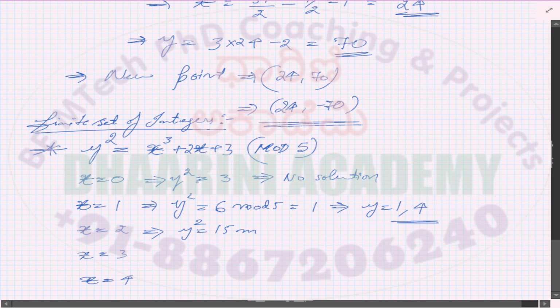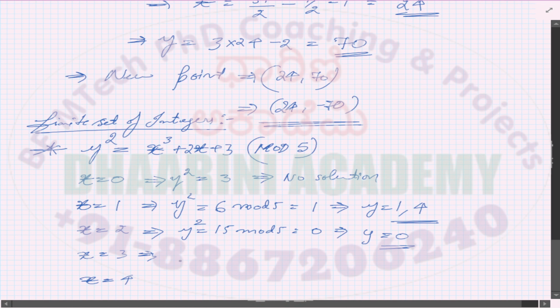Previously we didn't observe it because x was 1 and 0, so it didn't matter. So mod 5, 15 mod 5 is 0. So we have one answer, that is y equal to 0. Y square is 0 means y is 0. I got this. So x equal to 3.